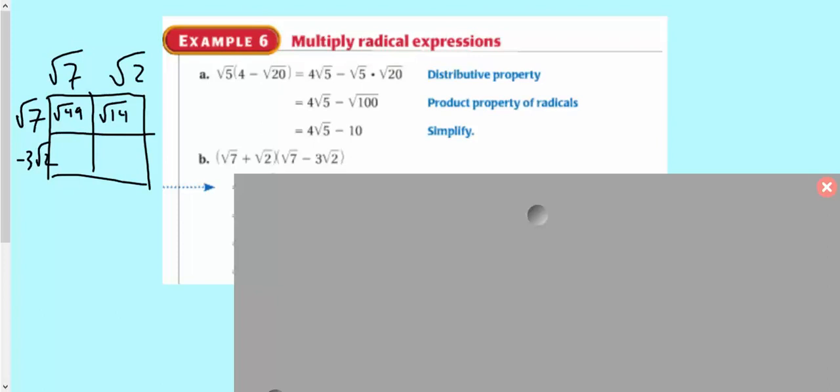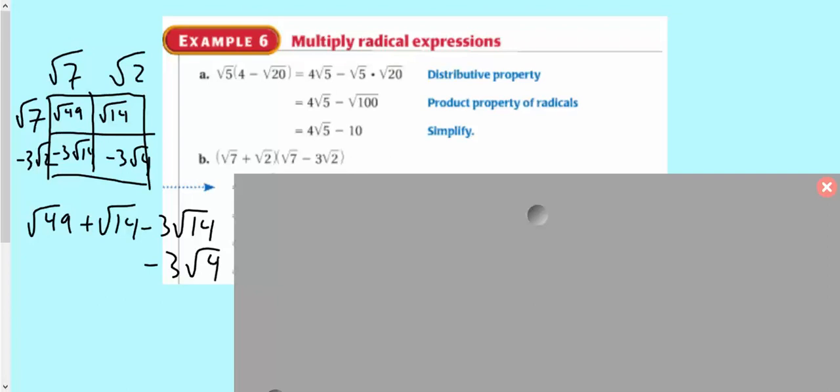Here I have negative 3 root 2 times root 7. So I can multiply the root 2 and the root 7 together to get root 14. And then here I have negative 3 times root 4. Okay, so I have root 49 plus root 14 minus 3 root 14 minus 3 root 4. Okay, so that's 7. The two root 14s can combine. This is 1 root 14, so that'd be minus 3 root 14 is minus 2 root 14. And this is negative 3 times 2, which is negative 6. And then the 7 and the negative 6 are like terms, so that's 1 minus 2 root 14.